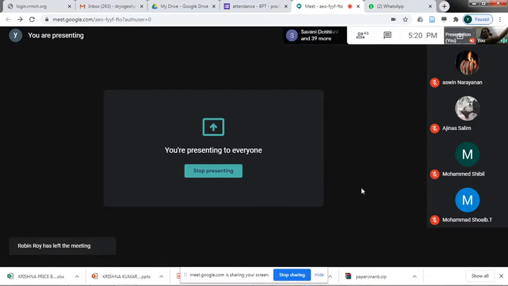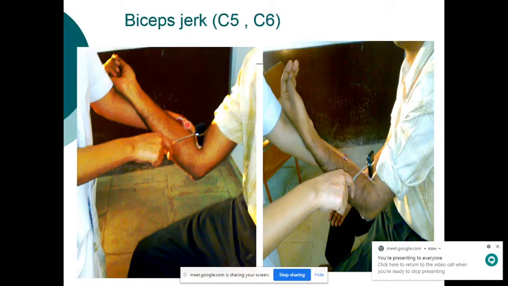Can you see that when you're trying to flex, some structure is becoming very prominent? Something is becoming very tight. Are you able to feel that? Yes, the biceps tendon. Yeah, very good. Whatever you are feeling is called the biceps tendon. Now your thumb should be placed on the biceps tendon.